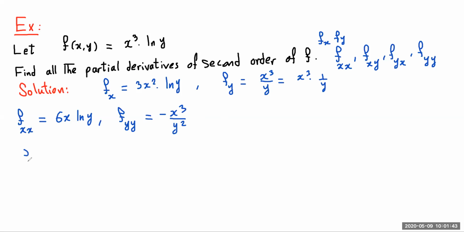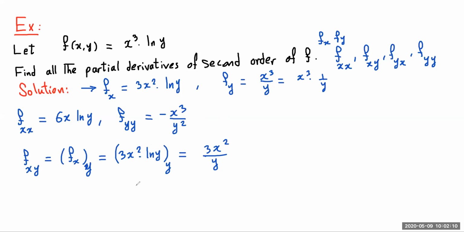Now let's calculate fxy. This means fx, then the partial derivative with respect to y. So what is fx? It's here: 3x power 2 times ln y, with respect to y. The derivative of ln y is 1 over y. So 3x power 2 over y.